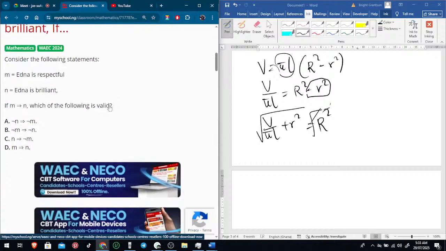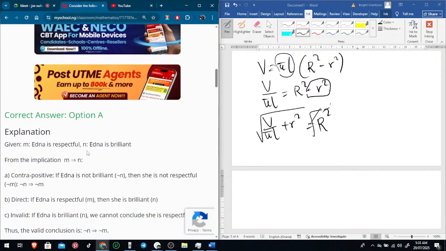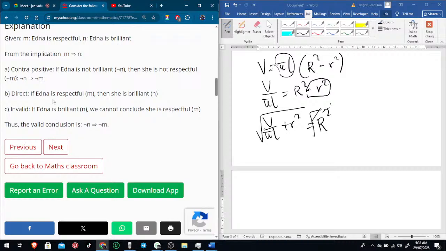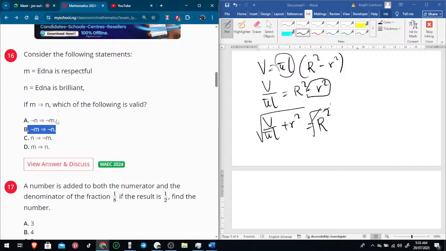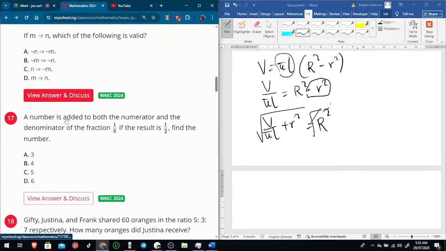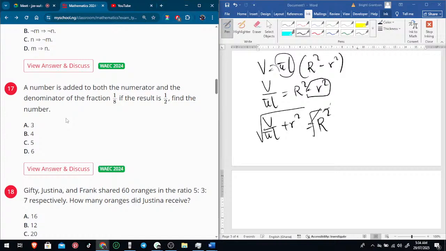You see the correct option is A. It says that A is the contrapositive. If Edna is not brilliant, she's not respectful. I thought that was what I was saying. Let's go look at the question again. If Edna is respectful, she is brilliant. If Edna is not brilliant, she's not respectful. This question every day they will bring one in the exams.